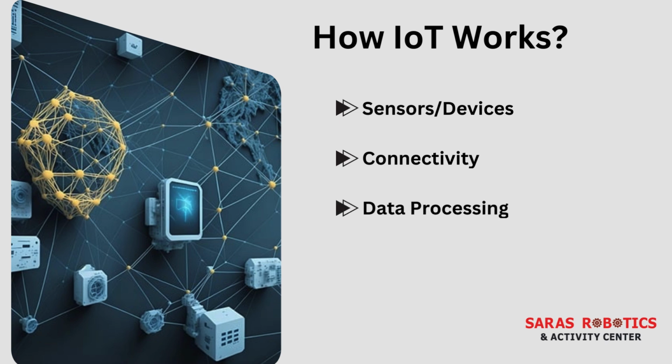Data processing. Once the data gets to the cloud, software performs some kind of processing on it. This could be very simple, such as checking that the temperature reading is within an acceptable range. Or it could also be very complex, such as using computer vision on video to identify objects.